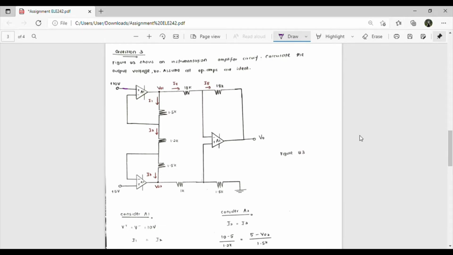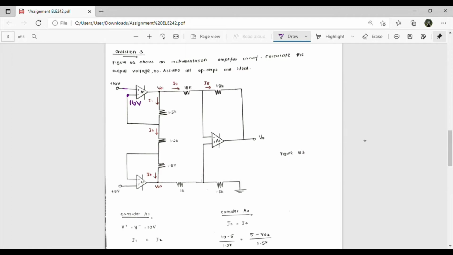For question 3, the figure shows an instrumentation amplifier circuit. Calculate the output voltage V node. Assume all op-amps are ideal. Same as question 2, I consider one op-amp at a time, so I consider A1 first. The question states that V plus is equal to 10 volts. Then we know that V plus is equal to V minus, right? So here too, it is also 10 volts.